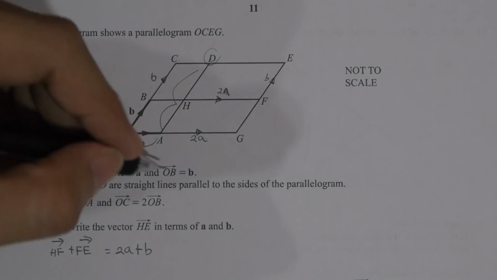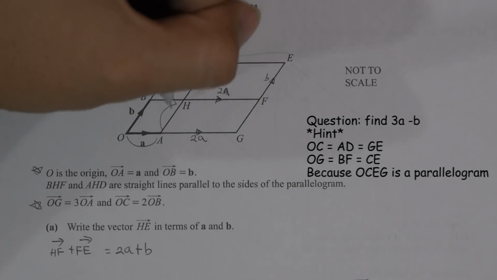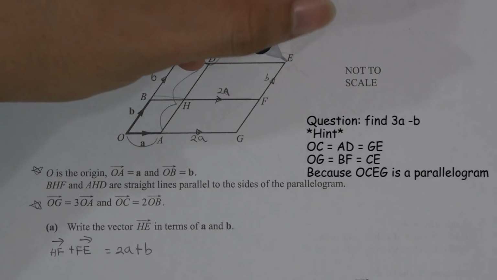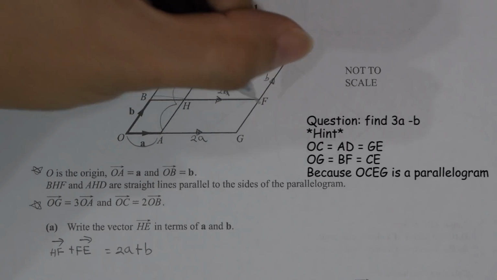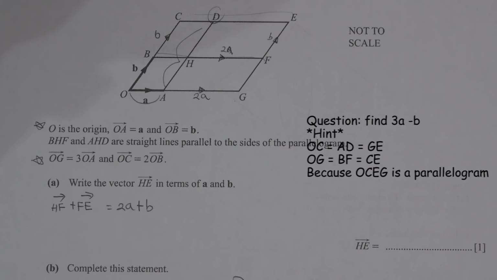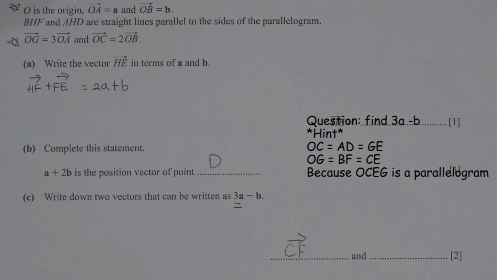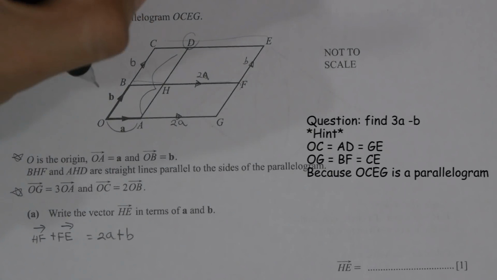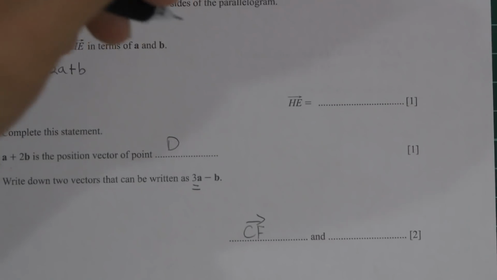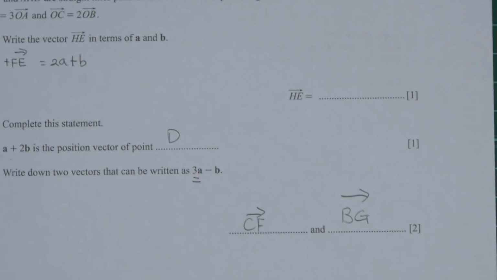So for C, it's asking for what can be written as 3A minus B. As mentioned earlier, the possible answer will be CF and BG, because C to E is 3A and then going down negative B. E to F is negative B. So it's CF and also BG.